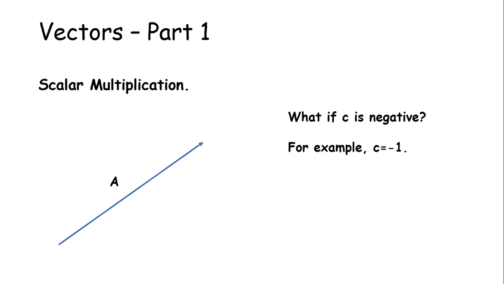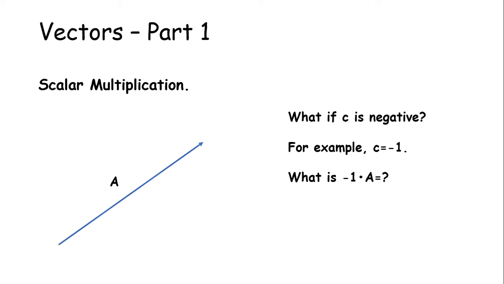What if c is negative? Let's take, for example, the simplest case, -1. What is the effect of multiplying -1 by A? Well, we know, first of all, that multiplying a number by 1 cannot change its value. Therefore, the 1 cannot change the magnitude of A, that is, it cannot stretch it nor compress it. But what is the effect of the -1?